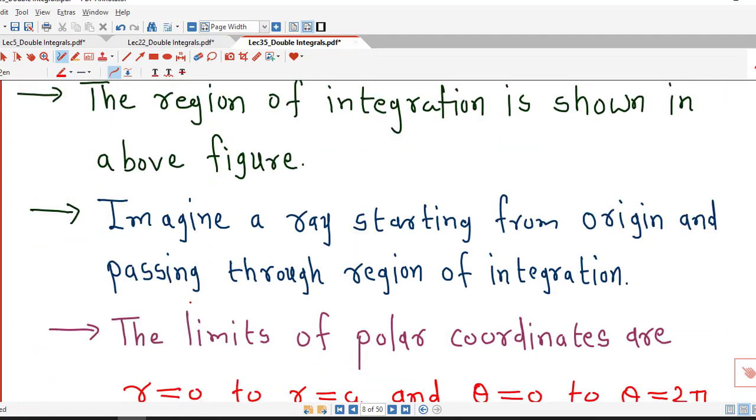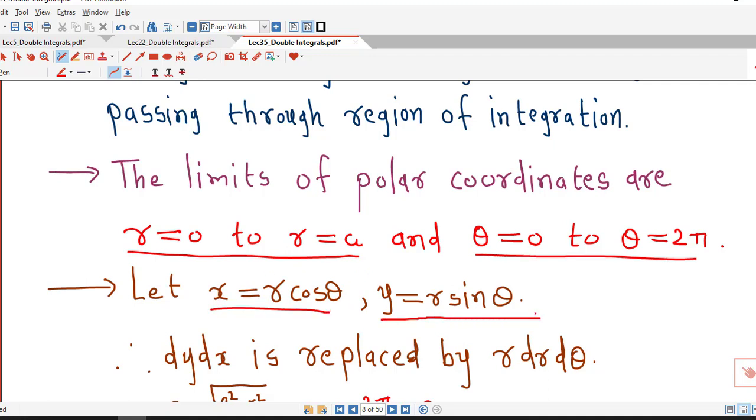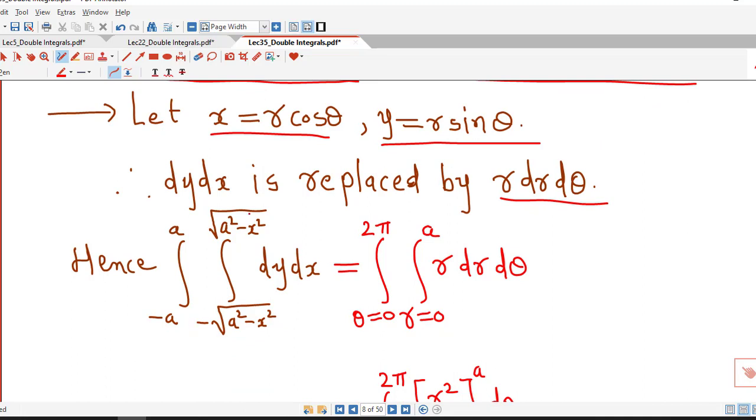So we have mentioned all these things. Limits of polar coordinates are from r equal to 0 to a, theta is from 0 to 2 pi, and this is the substitution for converting Cartesian coordinates into polar coordinates. X is r cos theta, y is r sin theta, and dy dx is replaced by r dr d theta. So using all these things, this Cartesian integral becomes, with dy dx replaced by r dr d theta, limits of r from 0 to a, theta from 0 to 2 pi.